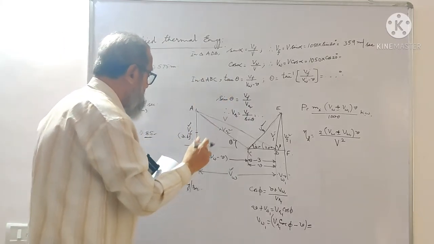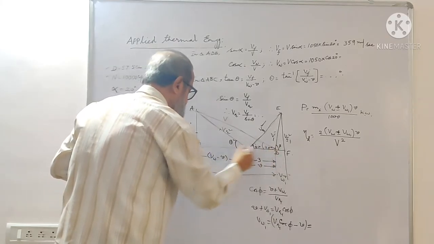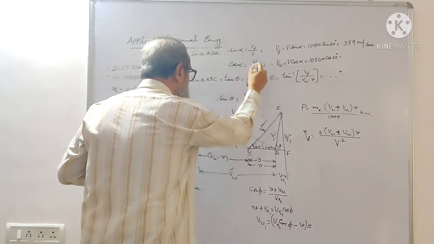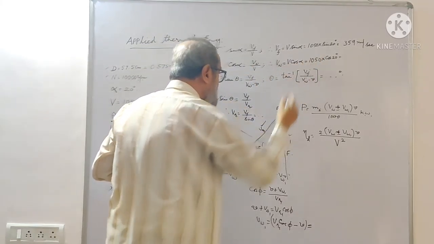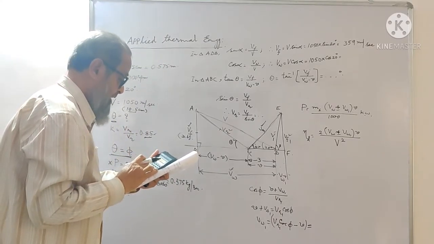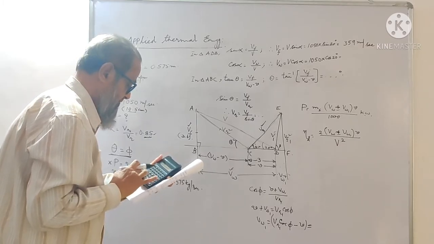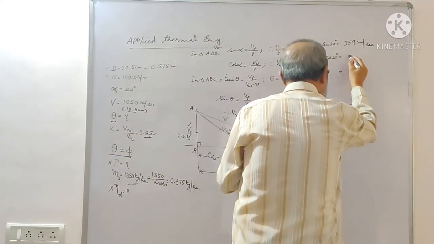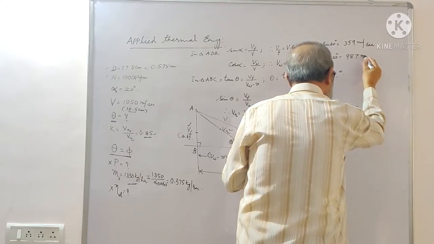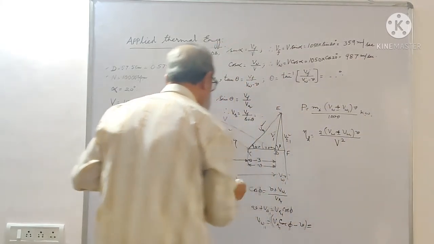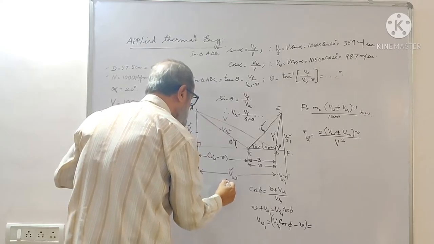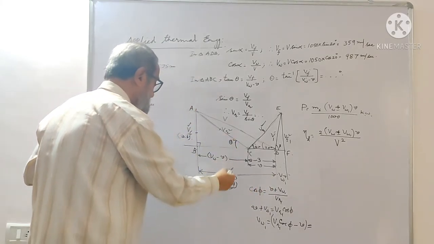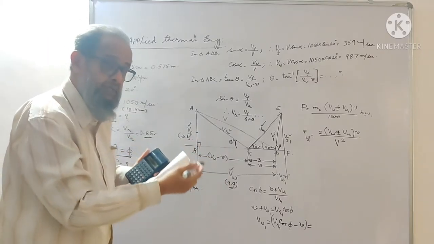Now, 1050 into cos 20. BD is the adjacent side, AD is the hypotenuse. So adjacent by hypotenuse is cos alpha, so cos alpha is equal to VW by V. So VW is equal to V into cos alpha, that is 1050 into cos 20. Now if we do that, 1050 into cos 20, I am getting 986.6, or you can take it as 987 meters per second. So you should get somewhere around 9.9 centimeters. If you get it as 9.9 into 100, that will give you 990 meters per second.